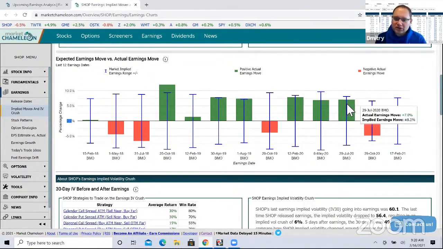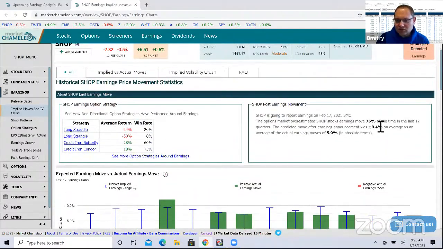The green, that green bar, that's when the move was to the upside. So July 29th, before the market opened, Shopify reported earnings. That day they were up 7%. The straddle was implying a move of 8.1%. So that move was more muted than that straddle was pricing in. So let's take a look at the historicals.